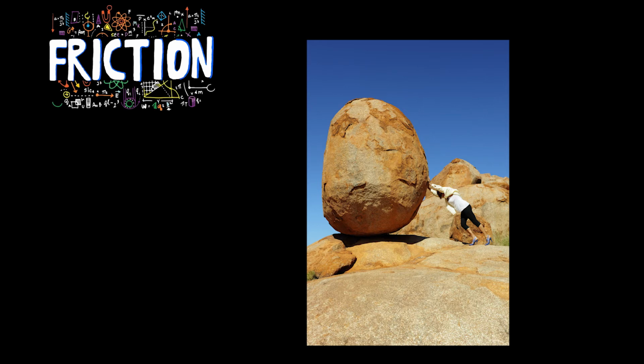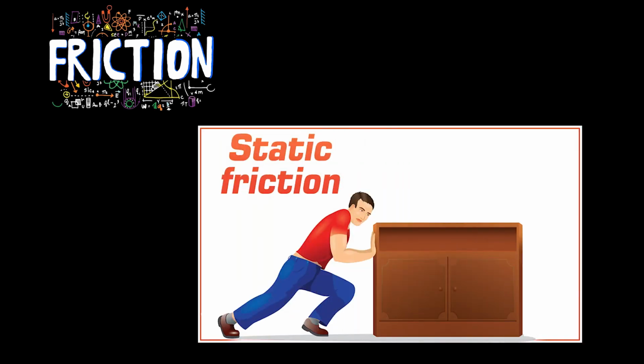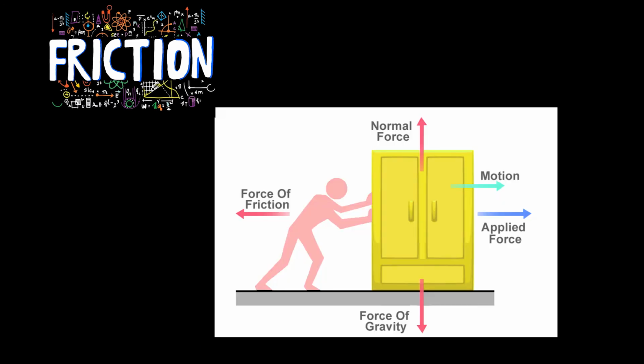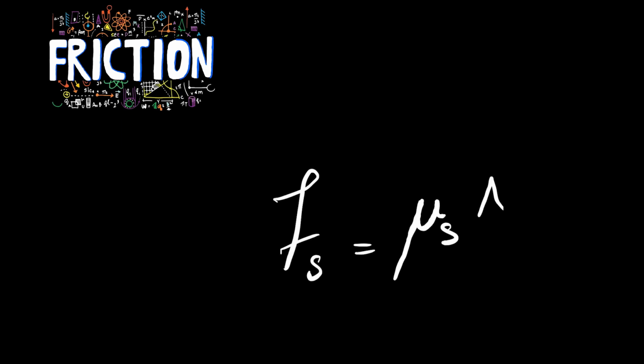There are two types of friction. The first one is the static friction, which occurs when the body is at rest and experiencing a force along the surface through which it is going to start moving. The other one is the kinetic friction, which takes place when the body is moving. We denote the static friction with Fs, which equals μs times n, and kinetic friction with Fk, which equals μk times n.